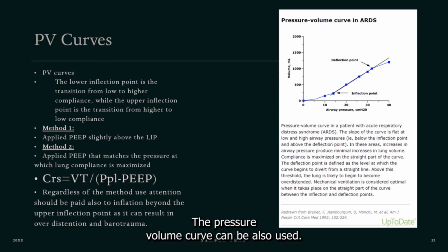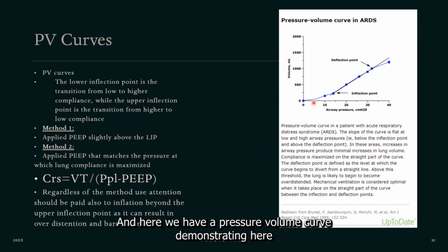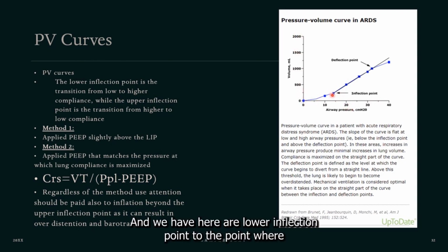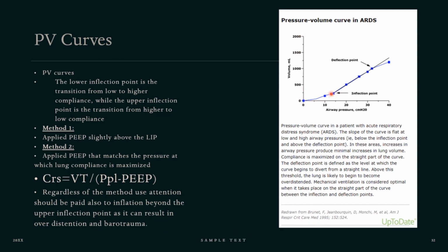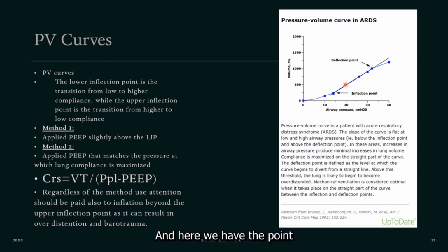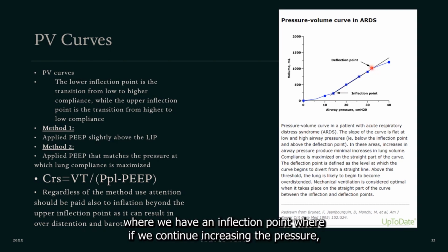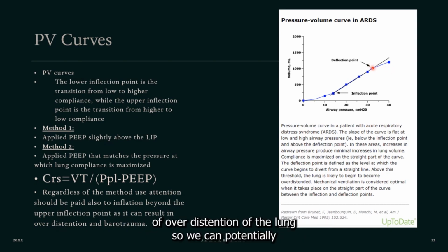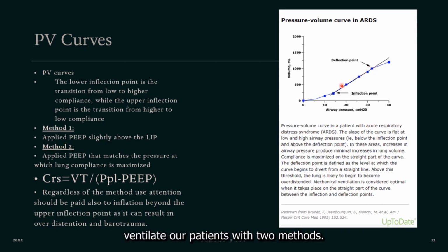The pressure volume curve can also be used, and here we have a pressure volume curve demonstrating on the x-axis the airway pressure and the volume on the y-axis. And we have here our lower inflection point, the point at which a small change in pressure can generate a large change in volume. And here we have the deflection point, where if we continue increasing the pressure, we may not be actually delivering more volume, and is considered a point of overdistension of the lung. So we can potentially ventilate our patients with two methods.